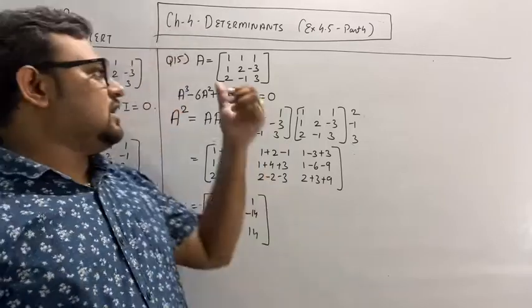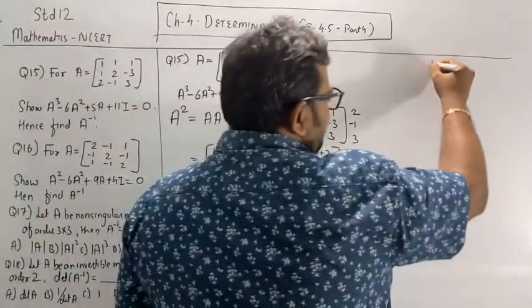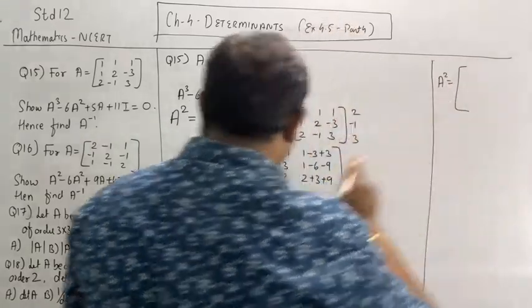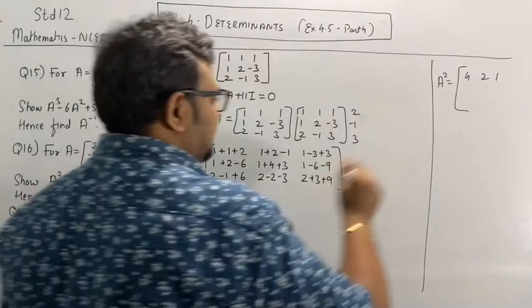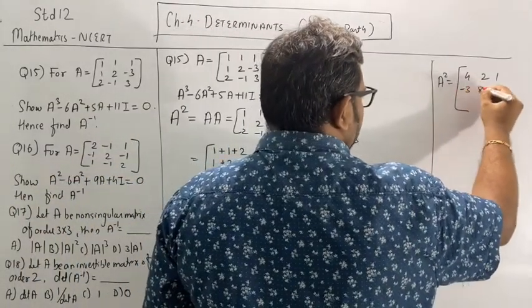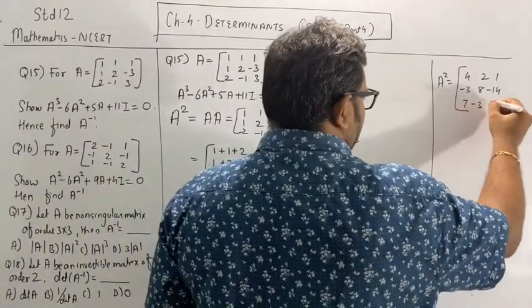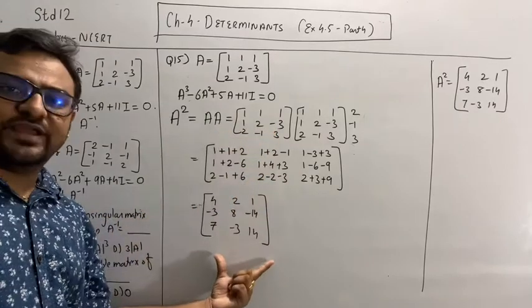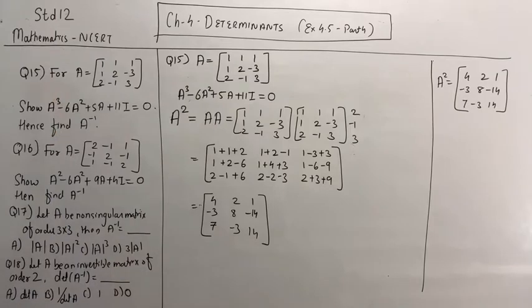Now we need to find A cube. For that, let me write down the value of A square here. What was A square? 4 2 1, minus 3 8 minus 14, 7 minus 3 14. Okay, so just note down this A square, and I'll erase it and then we'll solve A cube. So just note it down.